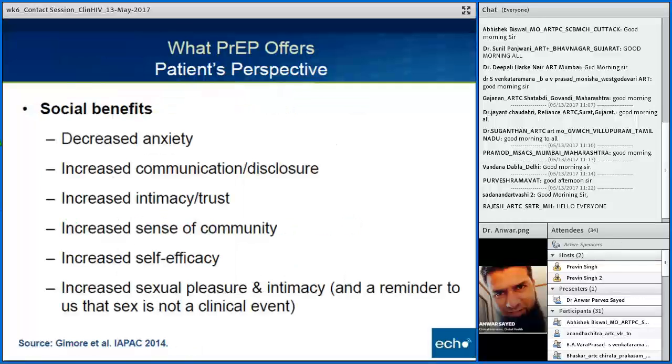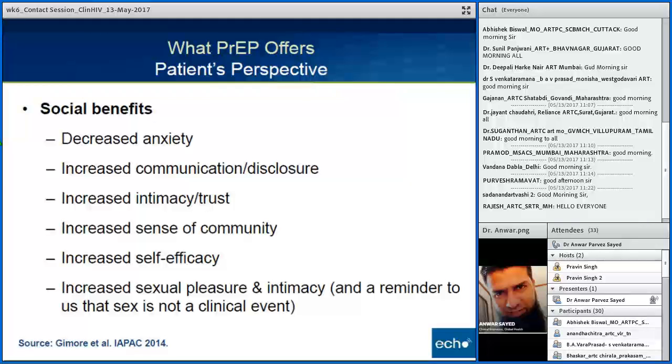It has other benefits, which are social benefits. If you think from the patient's perspective, it has reduced anxiety. See, if a person is HIV negative and having sex with an HIV positive person, there will always be an anxiety of acquiring HIV infection. But if the same person is on PrEP, it will definitely reduce that person's anxiety because he is on some protection.